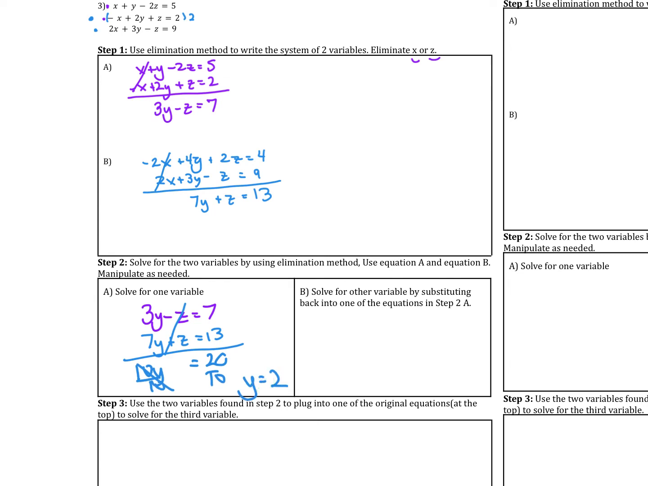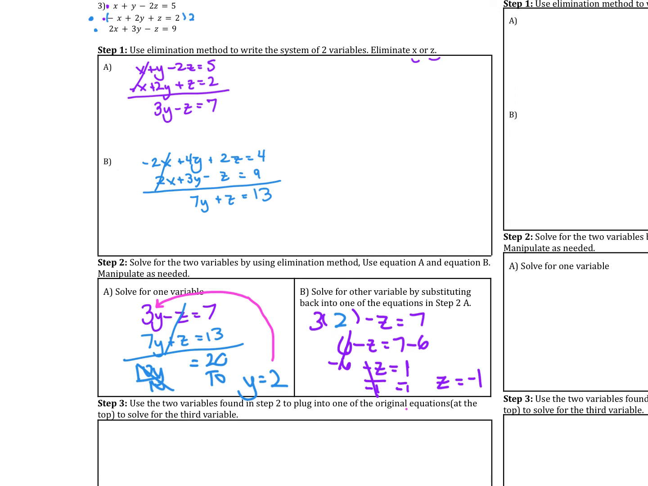Now that we know that y is 2, we're going to solve for one of the other variables by substituting it into one of these systems of 2. And it doesn't matter which one. So I'll go ahead and substitute it into the top one here. So this is 3 times y, which is 2, and then minus z equals 7. So 6 minus z equals 7. Subtract 6. We get negative z equals positive 1. But z needs to be positive, so let's divide by a negative 1. So therefore, we find that z is negative 1.